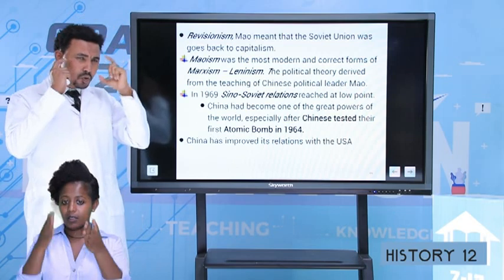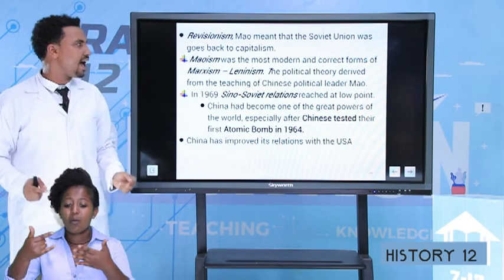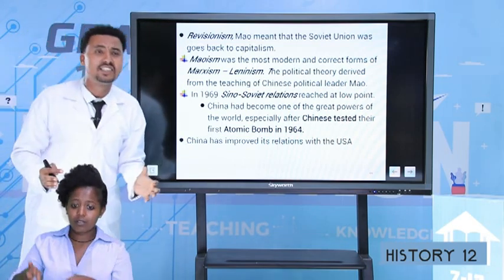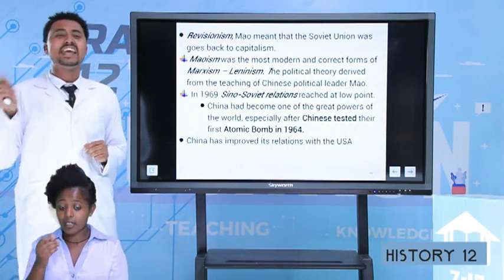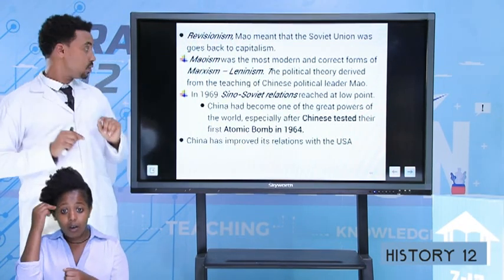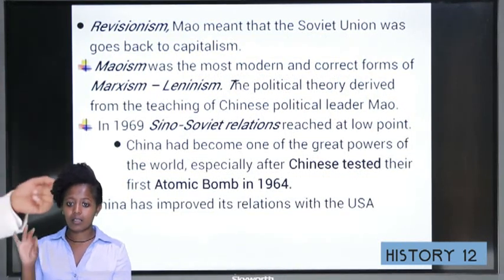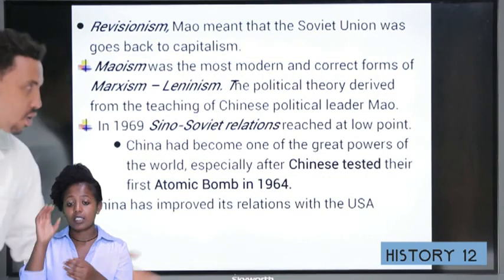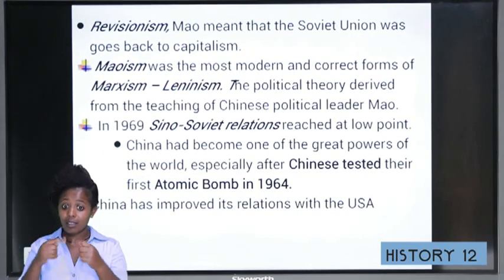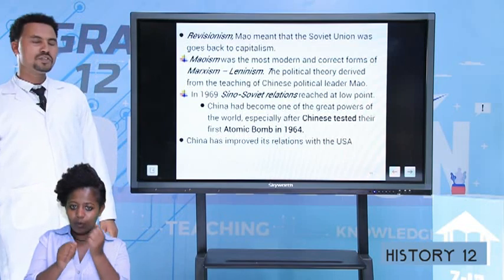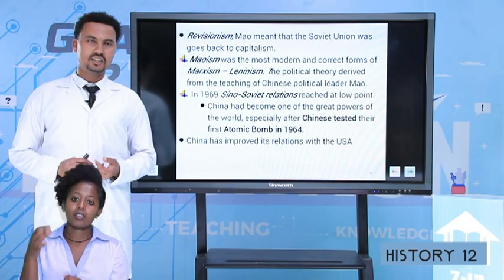So, from Mao's perspective, Maoism was the most modern and correct form of Marxism and Leninism. Then, in 1969, the Soviet relation reached a low point. China had become one of the great powers of the world, especially as the Chinese tested their atomic bomb in 1964. Then China improved its relations with the USA after 1964.